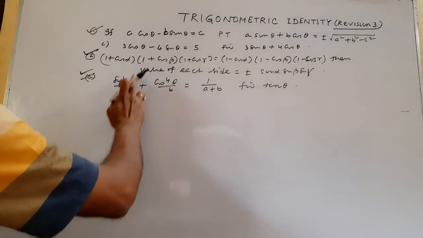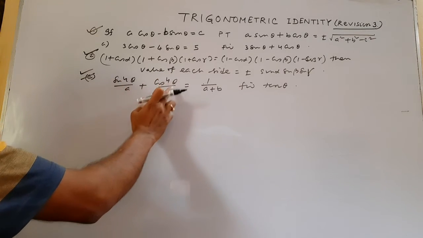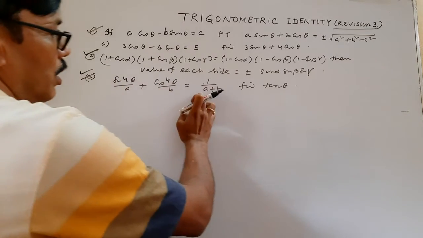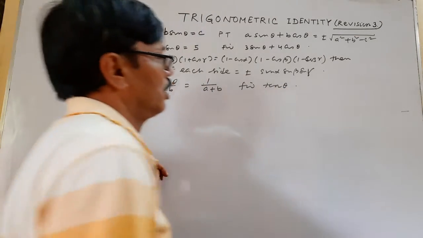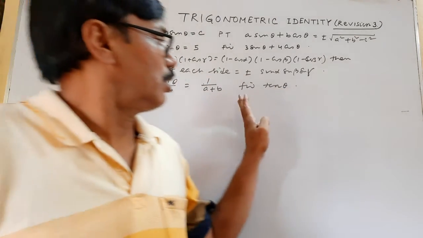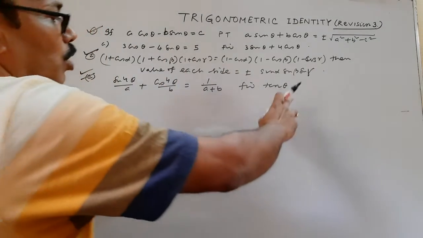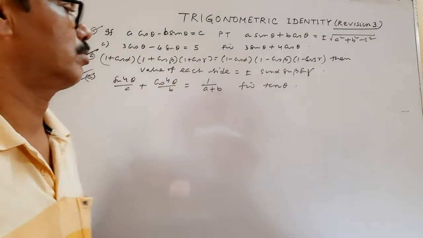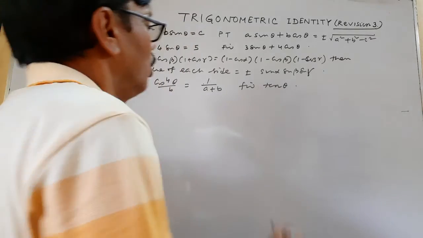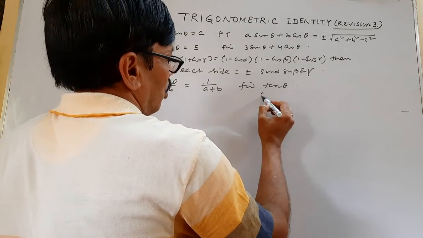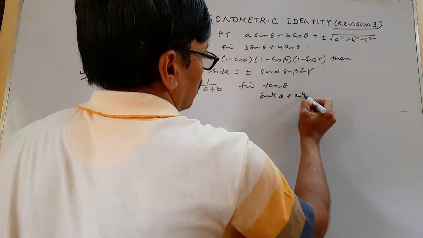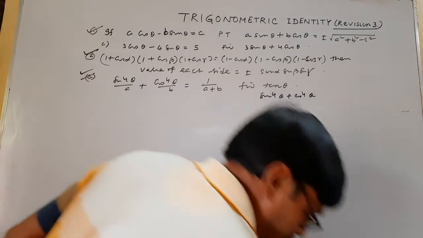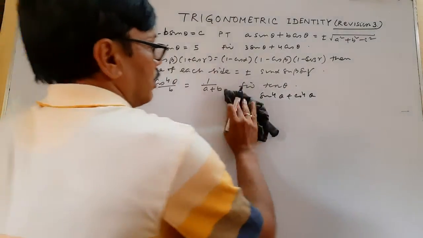So look, sine to the power 4 theta by a plus cos to the power 4 theta by b equals 1 by a plus b. Find tan theta, or find the value of sine to the power 4 theta, cos to the power 4 theta, this type. So the main aim is how to find tan theta.